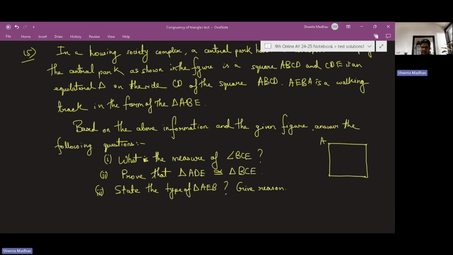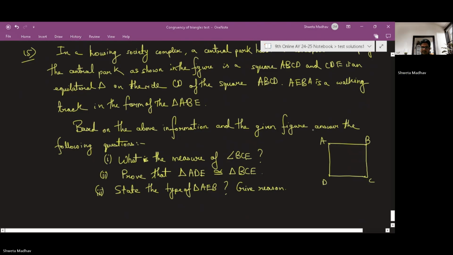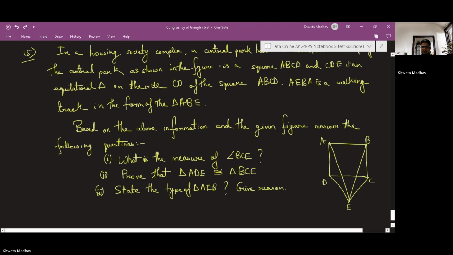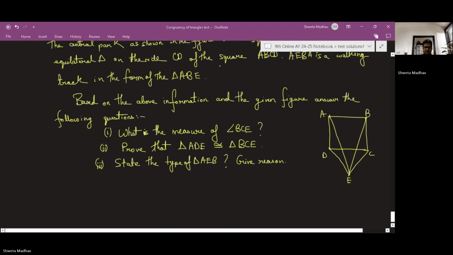So here ABCD is a square. Then here CDE is an equilateral triangle. So we can join AE and BE. And then you have to find the measure of angle BCE.